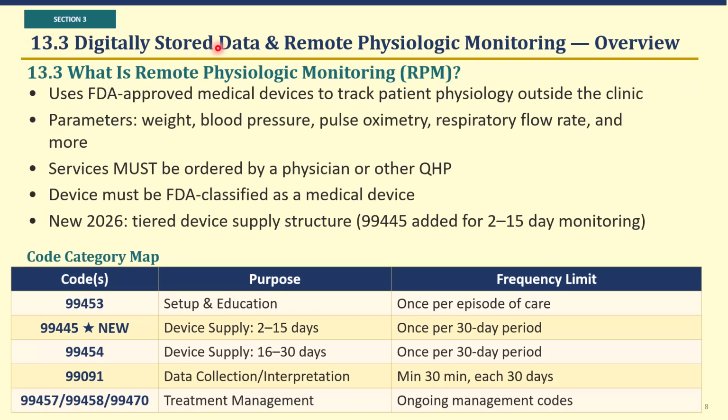Third category is digitally stored data or remote physiologic monitoring. So what is remote physiologic monitoring? That is RPM. It uses FDA approved medical devices to track patient physiology outside the clinic. Parameters like weight, blood pressure, pulse oximetry, respiratory flow rate, and more.